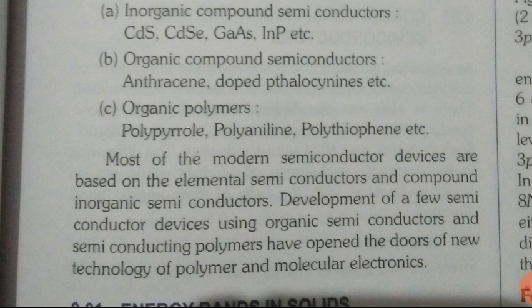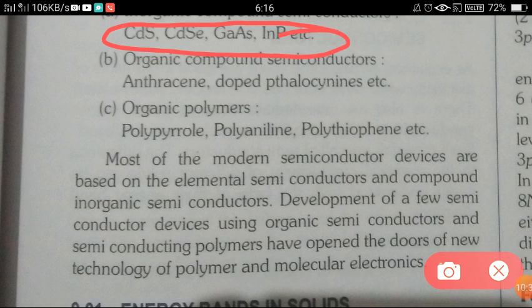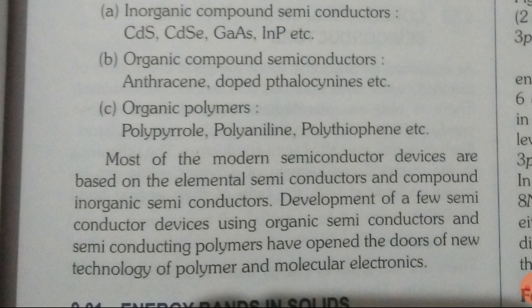Most of the modern semiconductor devices are based on the elemental semiconductors and compound inorganic semiconductors. The first category one. Okay, either they are single materials or they are compound. We are generally not using organic compounds or organic polymers. We are using inorganic compounds. Development of a few semiconductor devices using organic semiconductors and semiconducting polymers have opened the doors of new technology of polymer and molecular electronics. Okay, so nowadays so much research is going on polymer and molecular electronics as well.